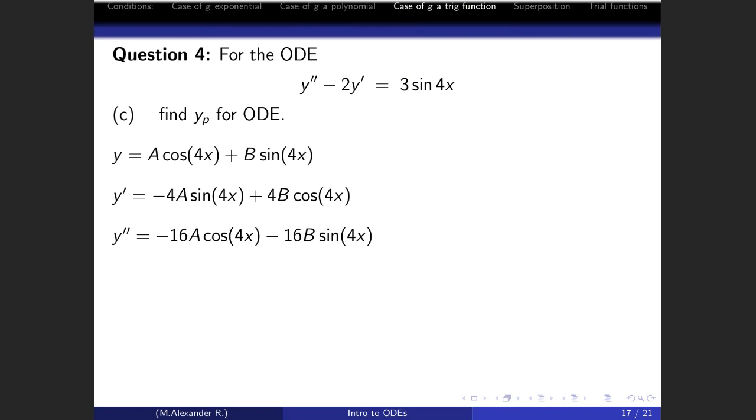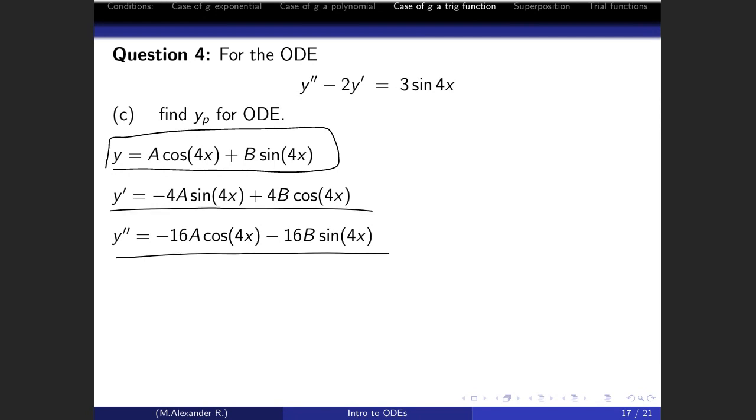So what I've done is I wrote it down here for you. I typed it up, that way it's a little bit more clean. So here's our guess. It's a combination of cosine and sine. You find your first derivative, which is pretty straightforward, and your second derivative, which is also pretty straightforward. Now you're going to plug those three pieces of information into your differential equation.